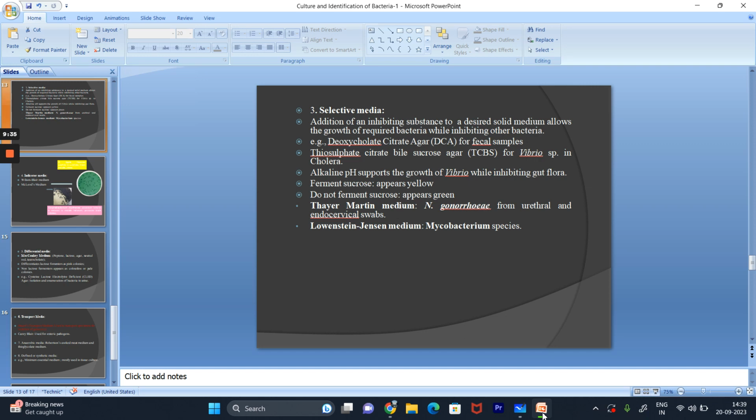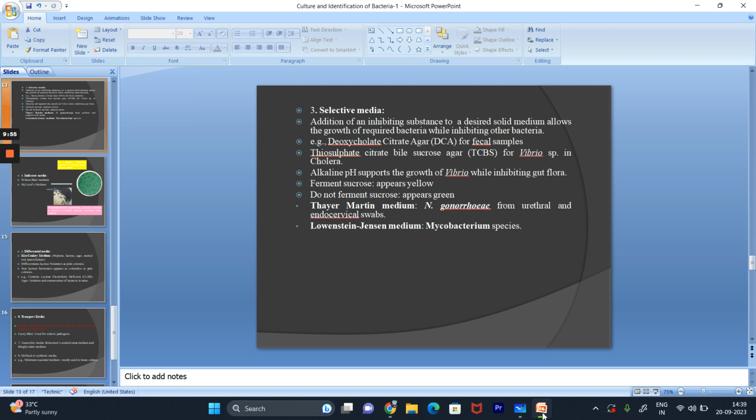Next is the thiosulfate citrate bile sucrose agar media, which is used for the isolation of Vibrio species in case of cholera. And alkaline pH supports the growth of Vibrio. That's why thiosulfate citrate bile sucrose agar is considered best for the isolation of Vibrio species.